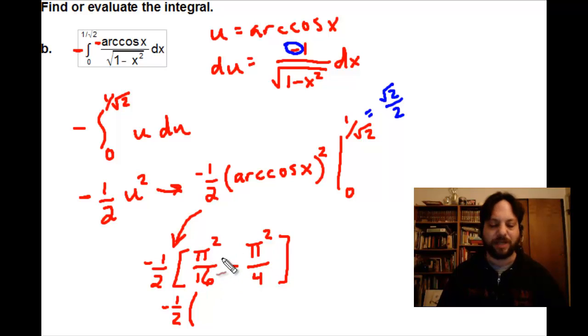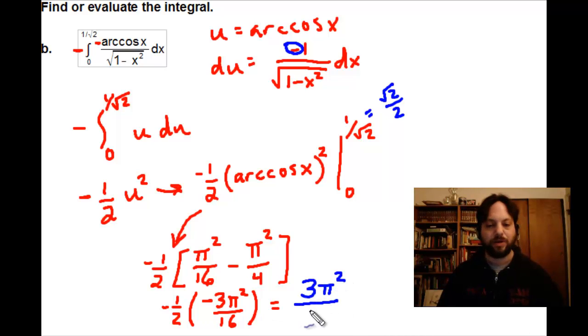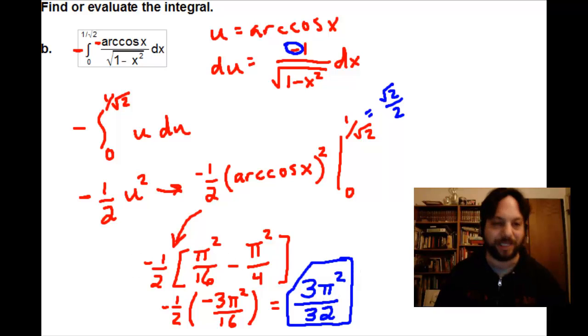If I find a common denominator and do a little bit of work to this, what I'm going to get is, let's see here, negative 3 pi squared over 16. You should be able to do the arithmetic for that. And then our final result, if I just multiply these two things together, I'm going to get 3 pi squared over 32.